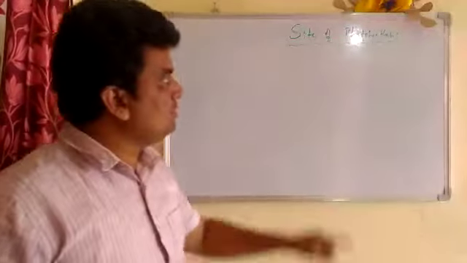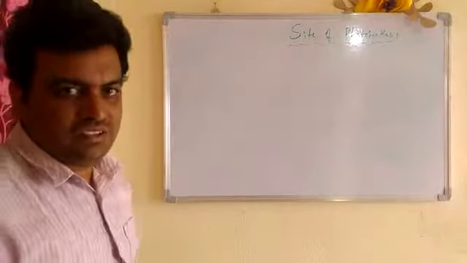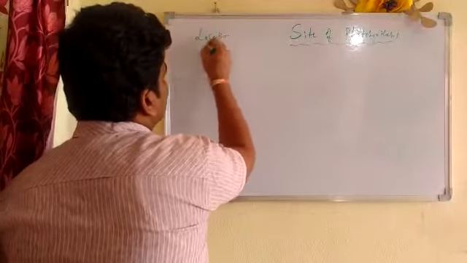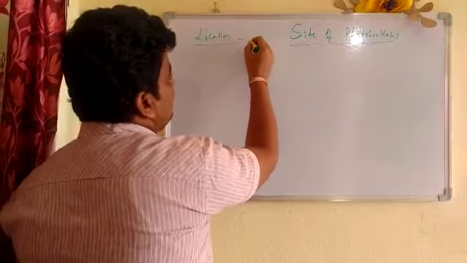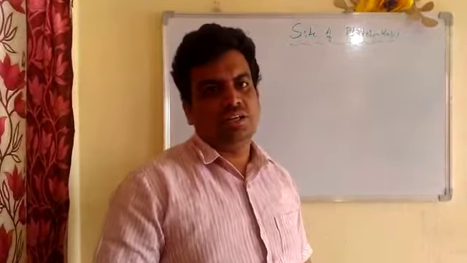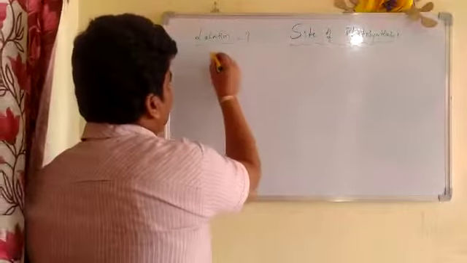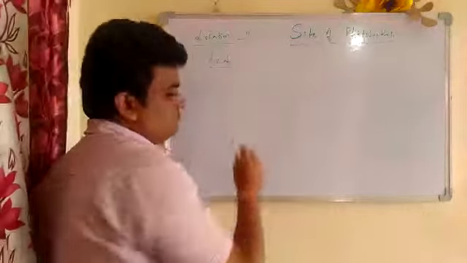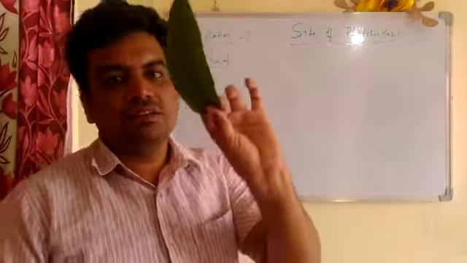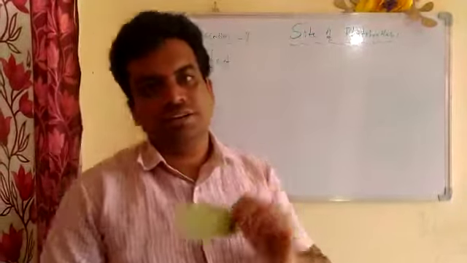We are discussing the site of photosynthesis. Site means what, children? Location. So we are finding the exact location where photosynthesis takes place. In the earlier class, we said that photosynthesis takes place in the leaf. Isn't it? It is the leaf. So where in the leaf exactly, children? Do you have any idea?